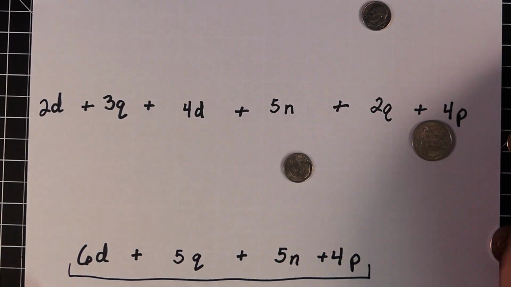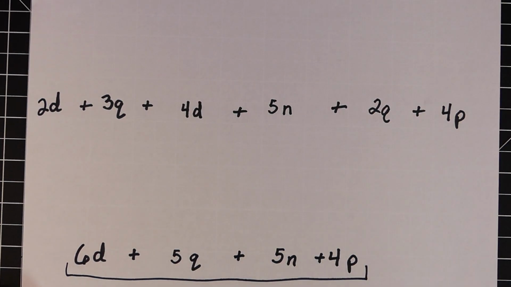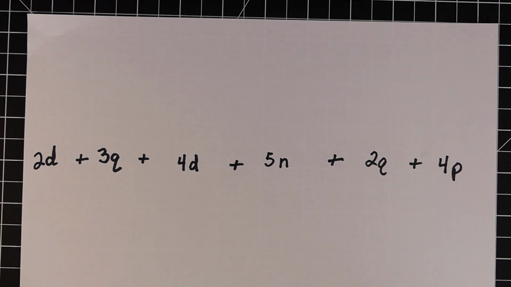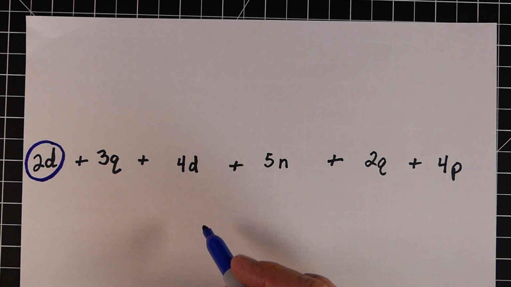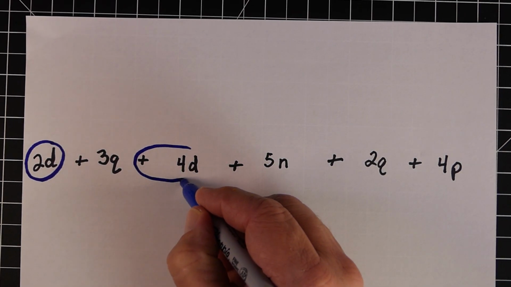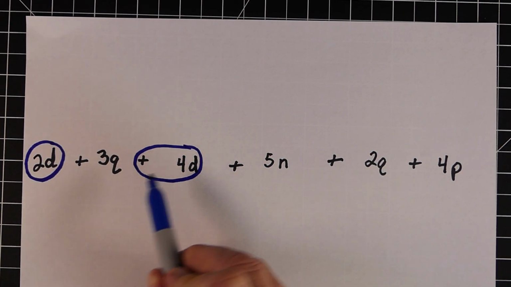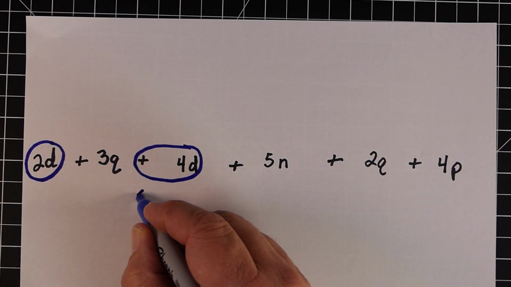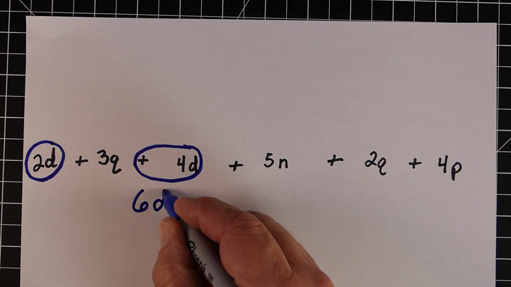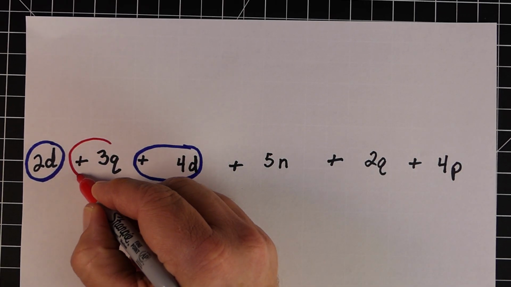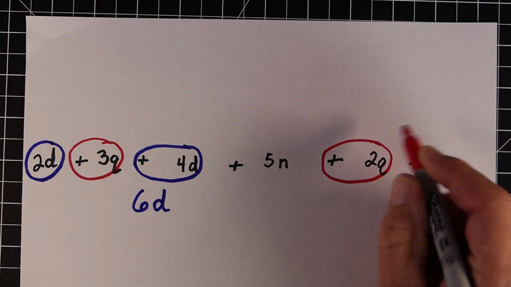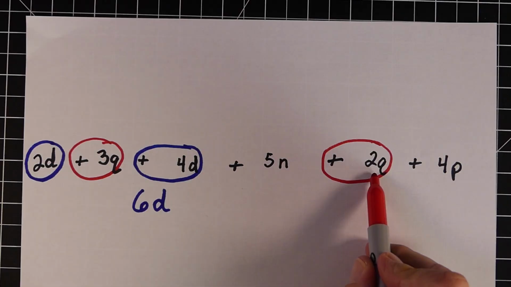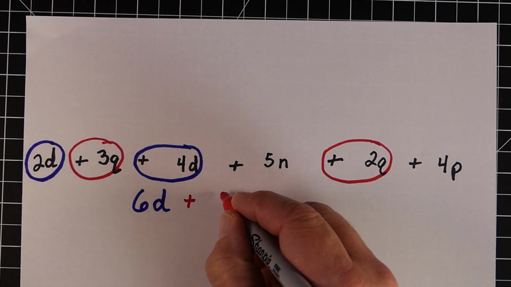But what we want to be able to do is to do this without actually using coins. So let's go back to the original problem right here, and let's say we didn't have the benefit of the coins. What we could do is find like terms. You can see I have d's here and here. So 2d plus 4d is 6d. Next I would look at the variable q. I have 3 q's here, 2 q's here. If I put those together, that would be 5q.